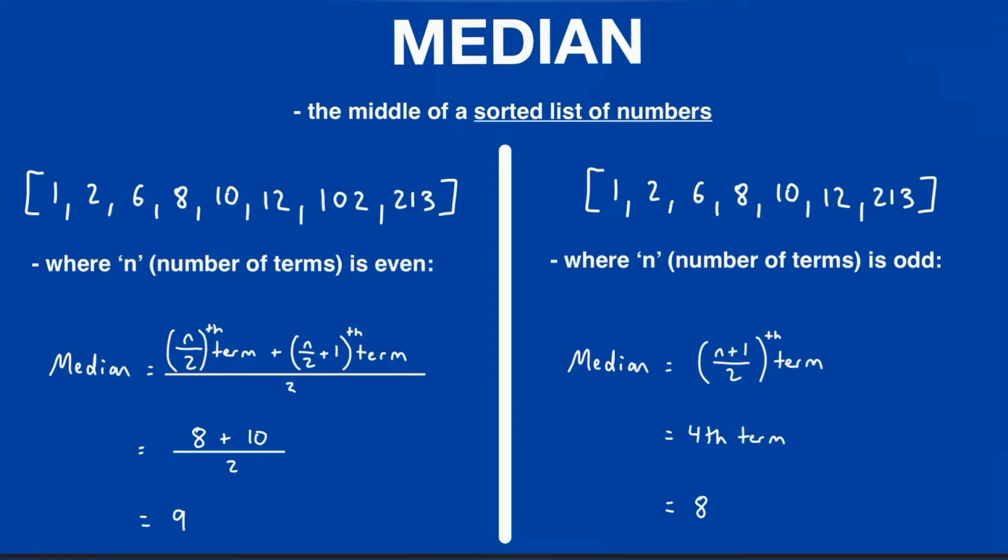And on the right hand side, where n is odd, n is 1, 2, 3, 4, 5, 6, 7. The number of terms is 7, which is an odd number. We use this formula, n plus 1 by 2 term. So 7 plus 1, 8 by 2 is 4. So the fourth term is the median of this data set. And the fourth term here is 8. And thus, the median of this data set would be 8.